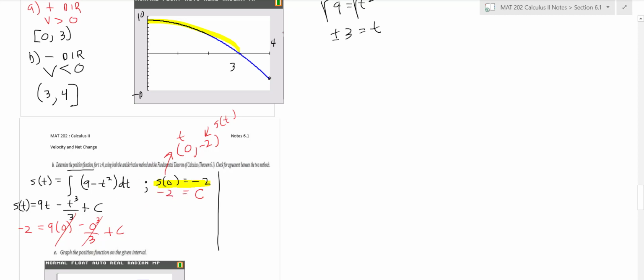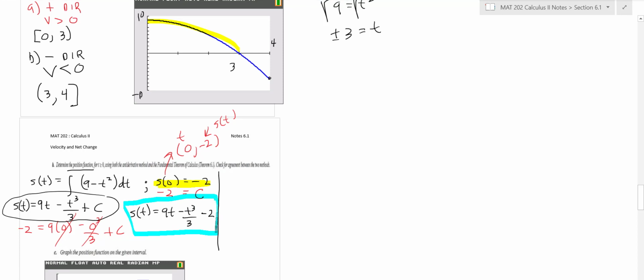So the answer to the problem would be this thing, but you tack on the negative 2. So you would get S of t is equal to 9t minus t to the third over 3 minus 2. So that would be your function using that method. And that should look familiar to you from Calc 1. We usually teach how to do antiderivatives, and initial conditions can be used to find the value of c. So that's how that goes.